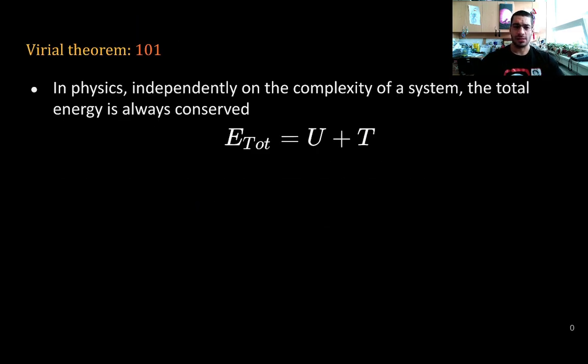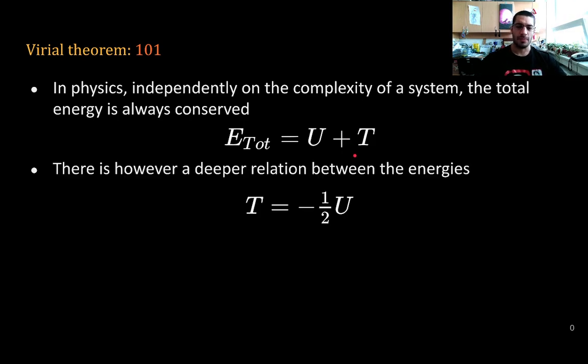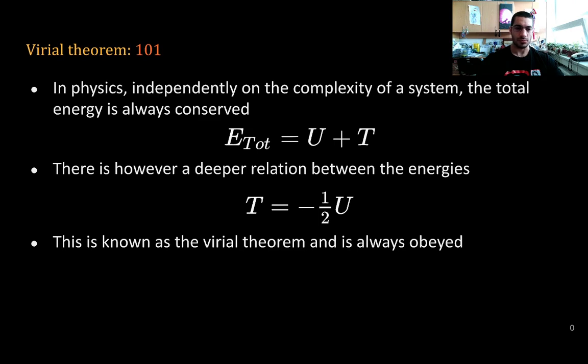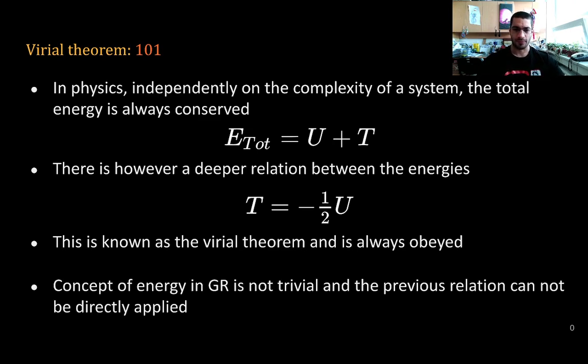Now, in physics, independently of the complexity of the system, there is a conserved quantity, which is the total energy, and this is always conserved, and can be seen as a sum of the potential energy, U, and the kinetic energy, T. However, a deeper relation between these energies also exists, which is known as the virial identity, which relates the average kinetic energy with minus one half of the average potential energy. And this is known as the virial identity, and is always obeyed.